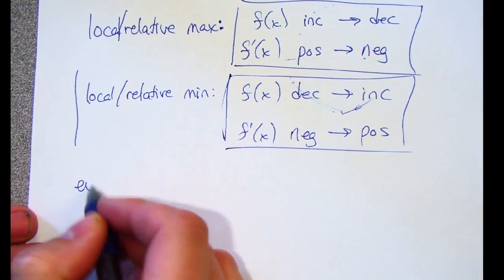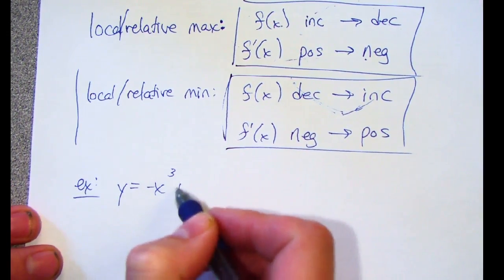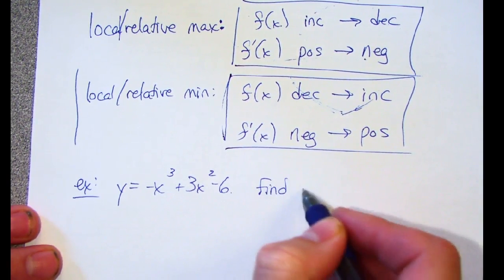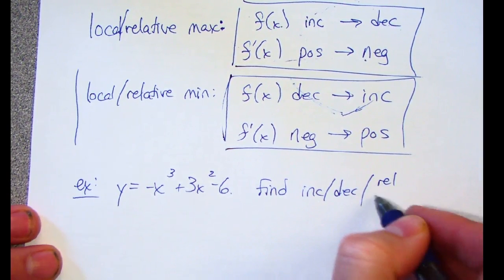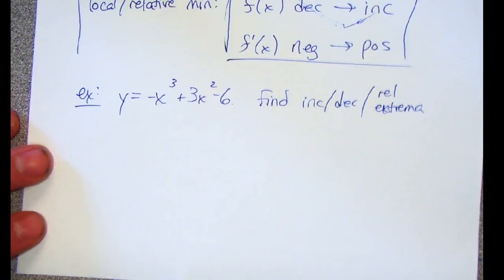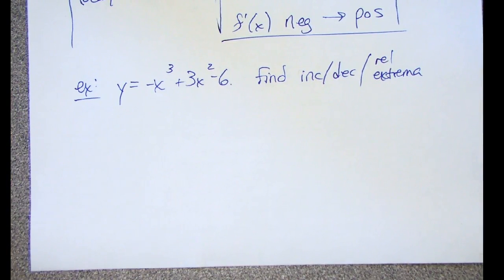Alright, so let's say I gave you y equals negative x to the third plus 3x squared minus 6. So now I'm saying find increasing, decreasing, and relative extrema. Find all the stuff you found yesterday, and then add to it. We're just going to build throughout the chapter. We find this, and then we find concavity, points of inflection, asymptotes, and put it all together at the end.